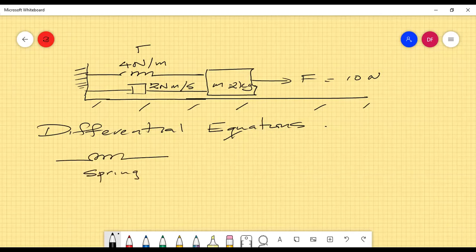Now, they tell you from back in the day that Hooke's law says that force is directly proportional to extension. So if you have a spring, then the relationship between force and extension is F equals kx.